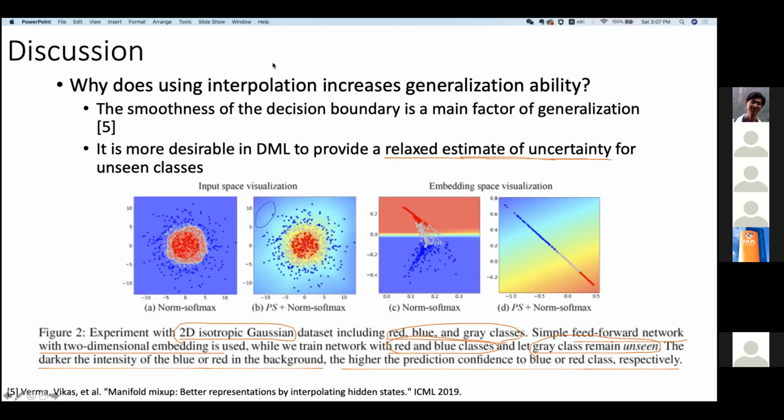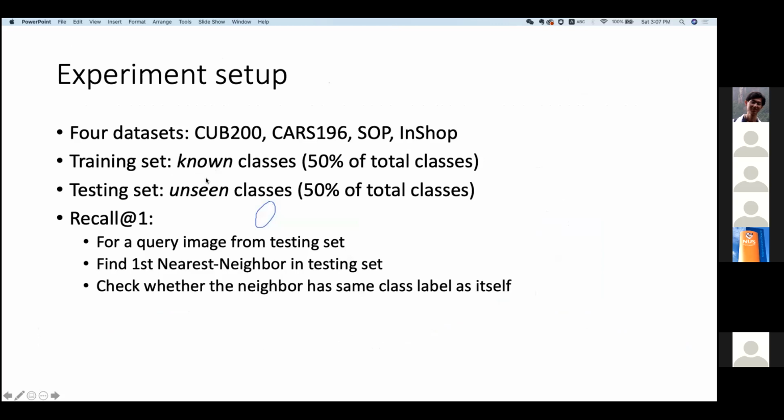Okay, let's keep going on. So the experiment setup is they use four data sets. And the training set consists of 50% of total classes. They will use this set of classes as known classes. And in the testing set, all the classes are unseen.